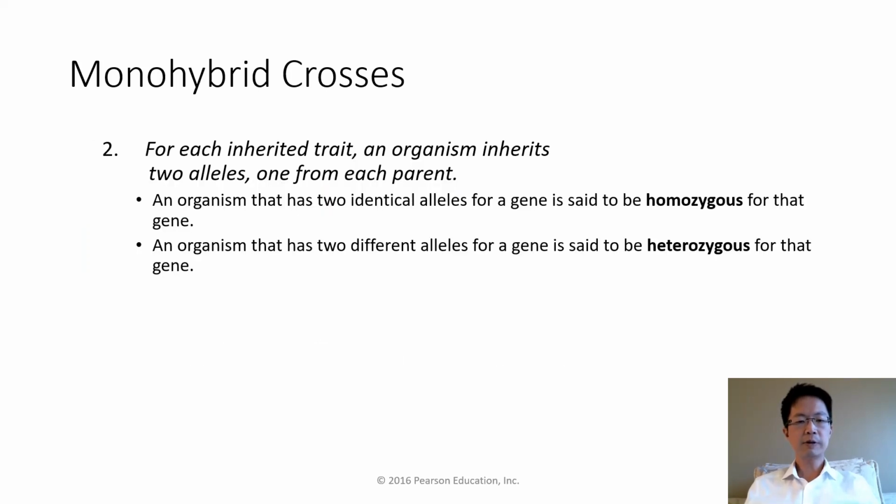The second hypothesis. The organism can be homozygous or heterozygous. What does it mean? When the organism has 2 identical alleles, they are homozygous. When they have 2 different alleles, they are heterozygous. Okay. We will give you a concrete example later to explain what I mean by identical alleles and different alleles.